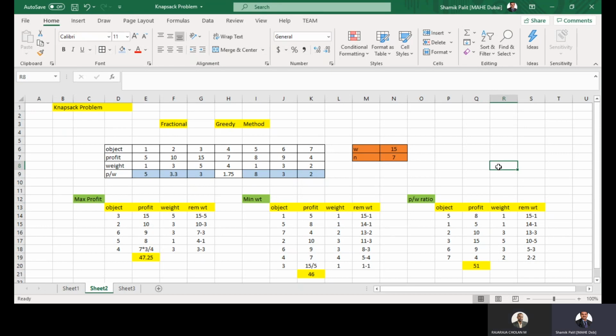Even starting from the beginning, we have done a series of problems. Don't forget those problems: Kruskal algorithm, Prim's algorithm, minimum spanning tree. So in the name of the knapsack problem, don't forget all those problems. Yes, sir.